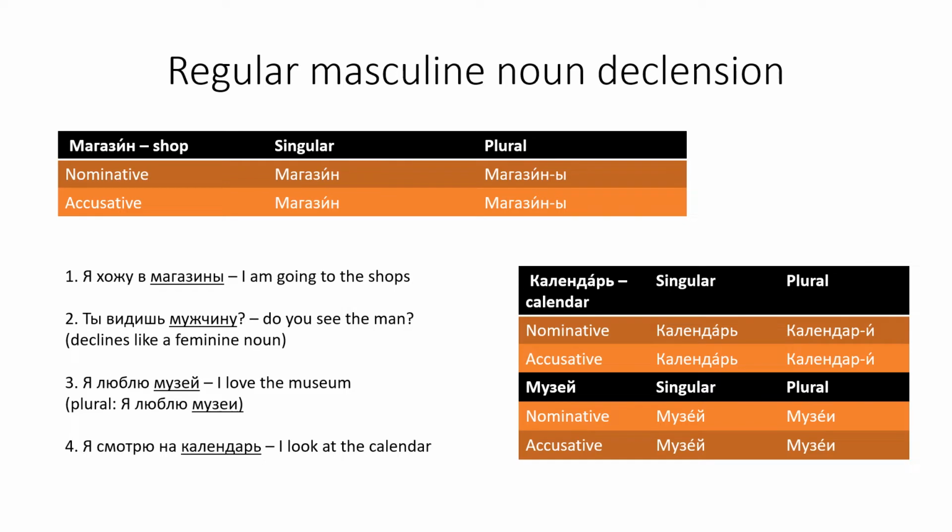And on the left, you'll see a number of sentences which show the masculine nouns in the accusative case. Я хожу в магазины. I am going to the shops, or I am walking to the shops. Ты видишь мужчину? Do you see the man? Now you'll notice that this is quite different from the regular masculine noun declension, and that's because, as I mentioned earlier, it's what we refer to as a natural masculine noun, and it declines like a feminine noun because it ends with an а. But we're going to see that a bit later on.